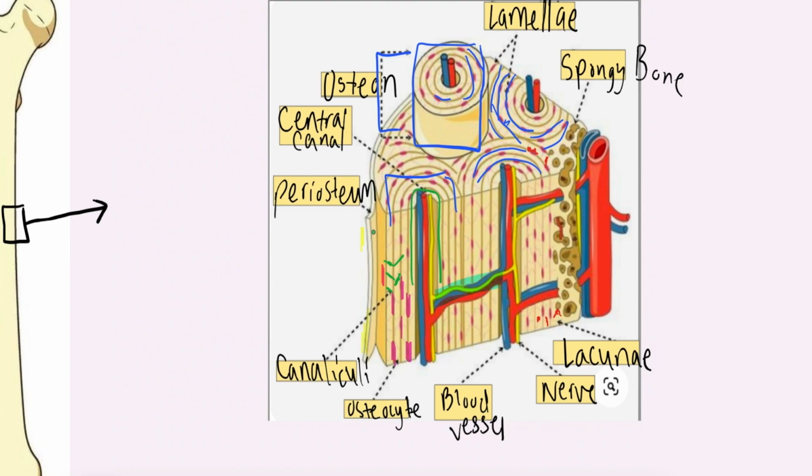Now, the spaces between the osteons are filled with material called interstitial lamellae. So that's basically just lamellae. I've explained that a couple of times now. These are just the rings that are in between the osteons that don't actually make up an osteon. So remember, lamellae is equal to the rings.